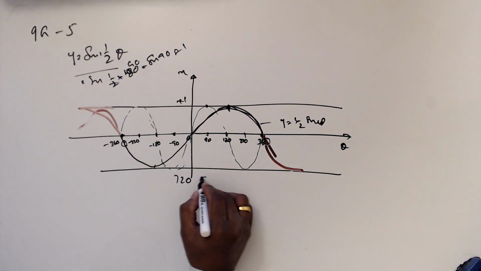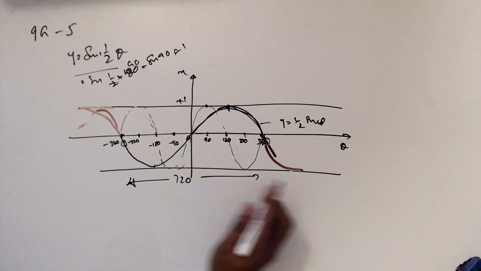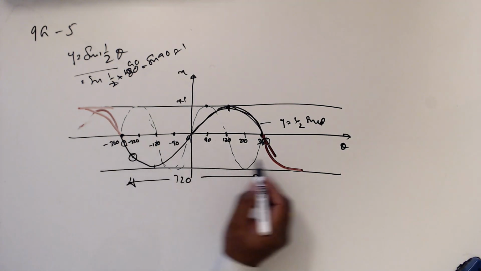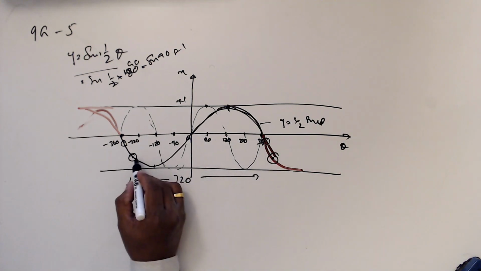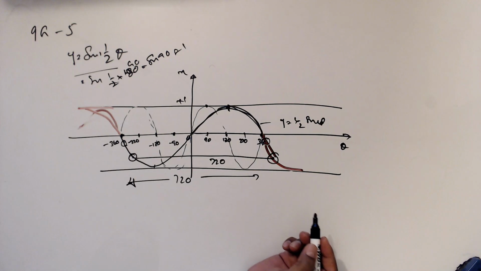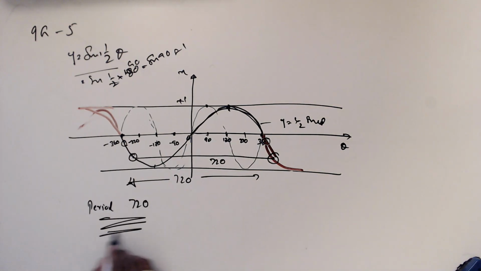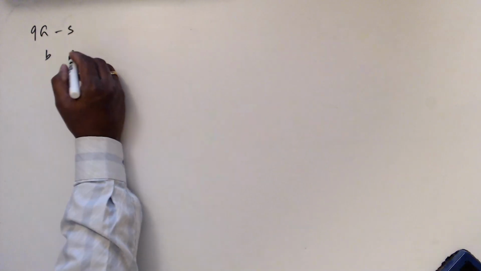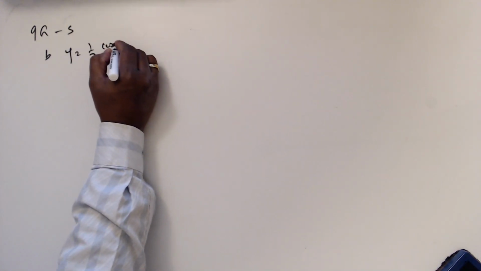The period is 720. If you start from here, then this is the similar point. So then this distance is still 720. So the period is 720. Next one is y equals half cos theta.